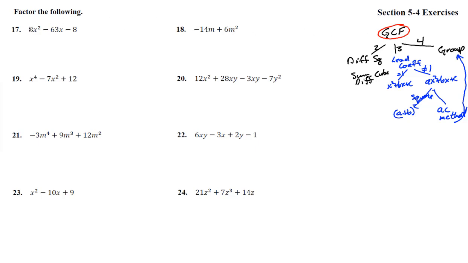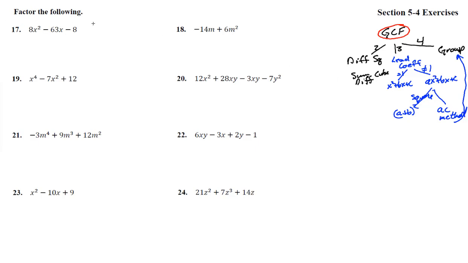Is there a greatest common factor? 8, 63, and 8. Certainly those 8s are tempting, but this is 7 times 9. 9 only has 3's in it, so nope, there's no greatest common factor. So we need 3 terms. Leading coefficient is not equal to 1. It's an 8. And is it a perfect square? Can we get around to doing a real big ugly one? Nope. 8s are not perfect squares. So we must do the AC method.